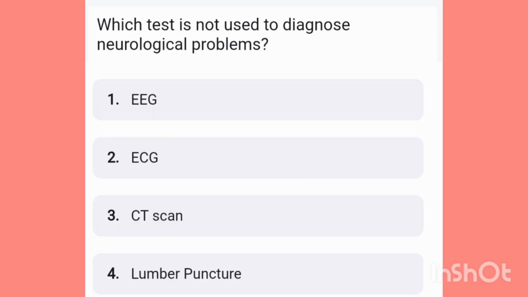And the last question is, which test is not used to diagnose neurological problems? Option 1, EEG, option 2, ECG, option 3, CT scan, option 4, lumbar puncture. So this is the question for your test.